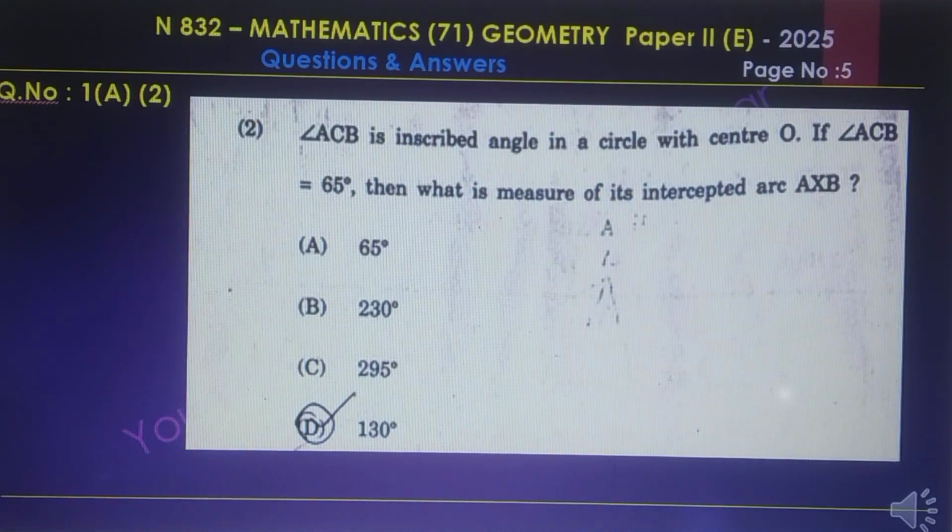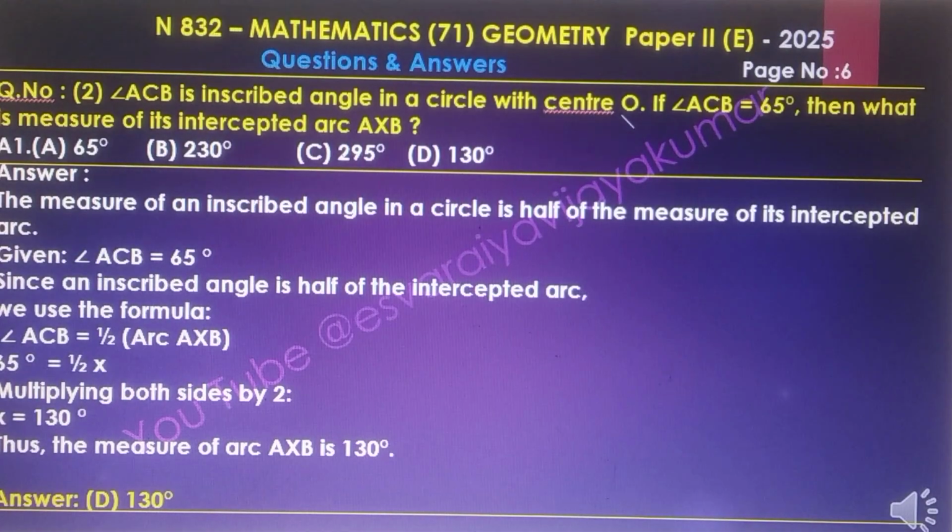Question number 2. Angle A is an inscribed angle in a circle with center O. If angle ACB is 65 degrees, then what is the measure of its intercepted arc AXB? Answer is 130 degrees. The answer of this question is the brief answer and explanations I have given here.